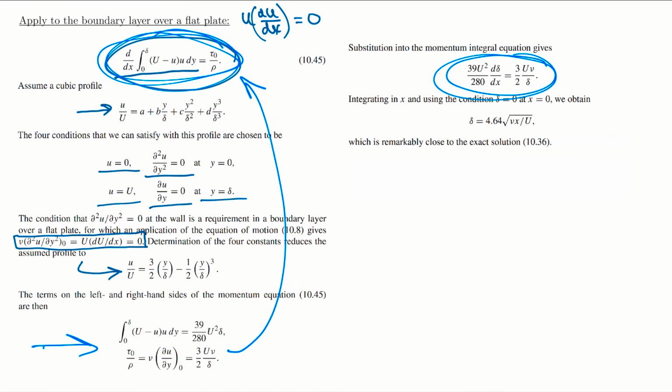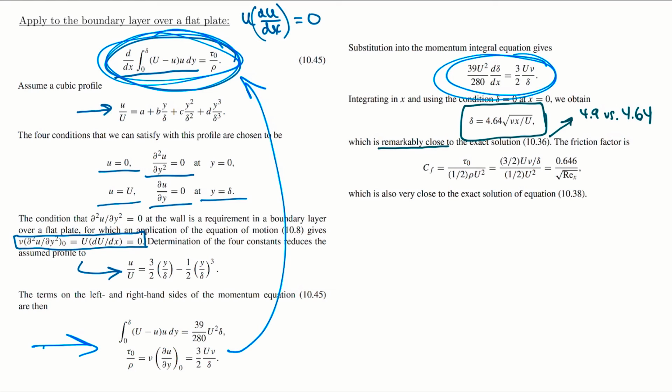We can then separate and integrate, right? So we integrate in x using the condition delta equals 0 at x equals 0, right? Because that's right where our boundary layer starts. We get this right here. And this is extremely close to the exact solution, right? This expression here, which we remember in that case, that coefficient was actually 4.9 versus this 4.64 that we got here. So that's pretty good, right?